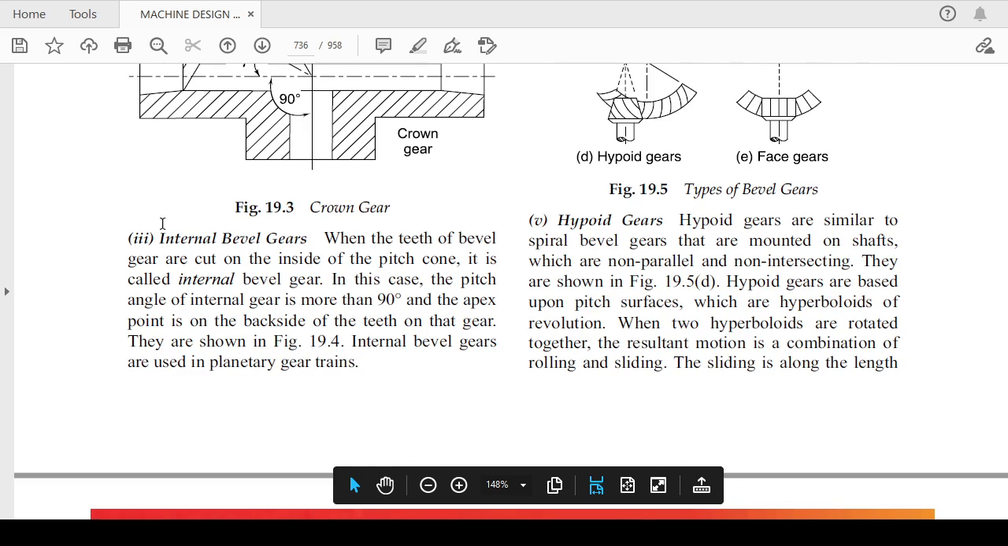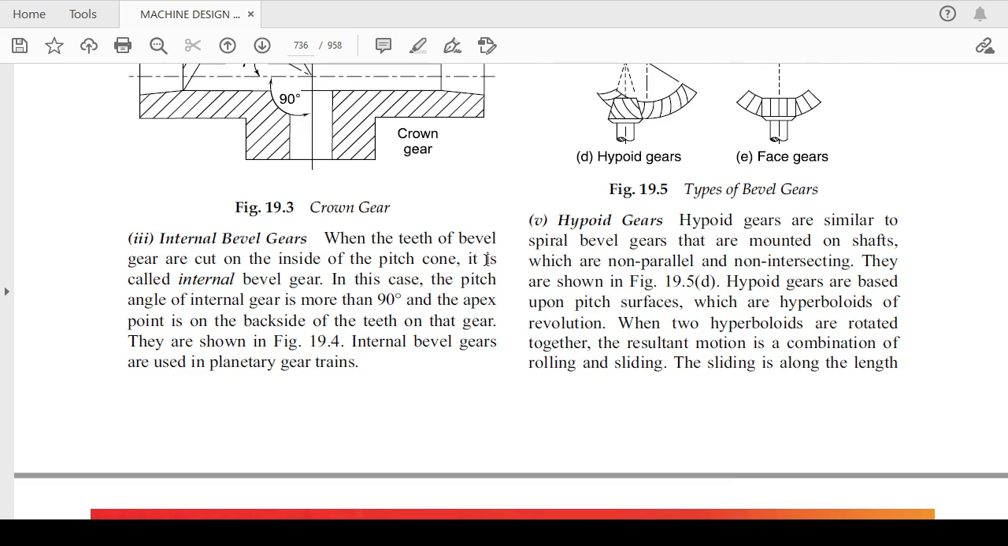Then the third one is the internal bevel gear, which means the teeth of the gear are cut on the inside of the pitch cone. What this pitch cone is, we will try to understand very soon. If the teeth are cut inside of the pitch cone, then that is called an internal bevel gear, and in this case the pitch angle of the internal gear is more than 90 degrees, and the apex point is on the back side of the teeth.